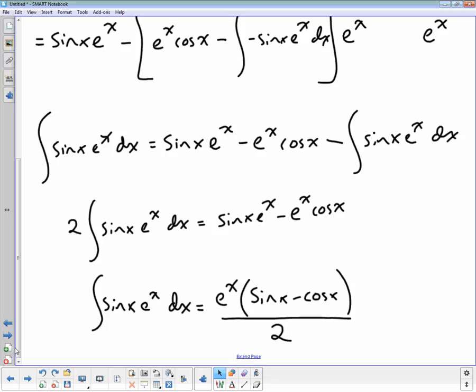This one only cycled 2 times. You could have it cycle more. When you do those integrals, you might be spitting out terms and whatnot, coefficients and things. Be aware of that.